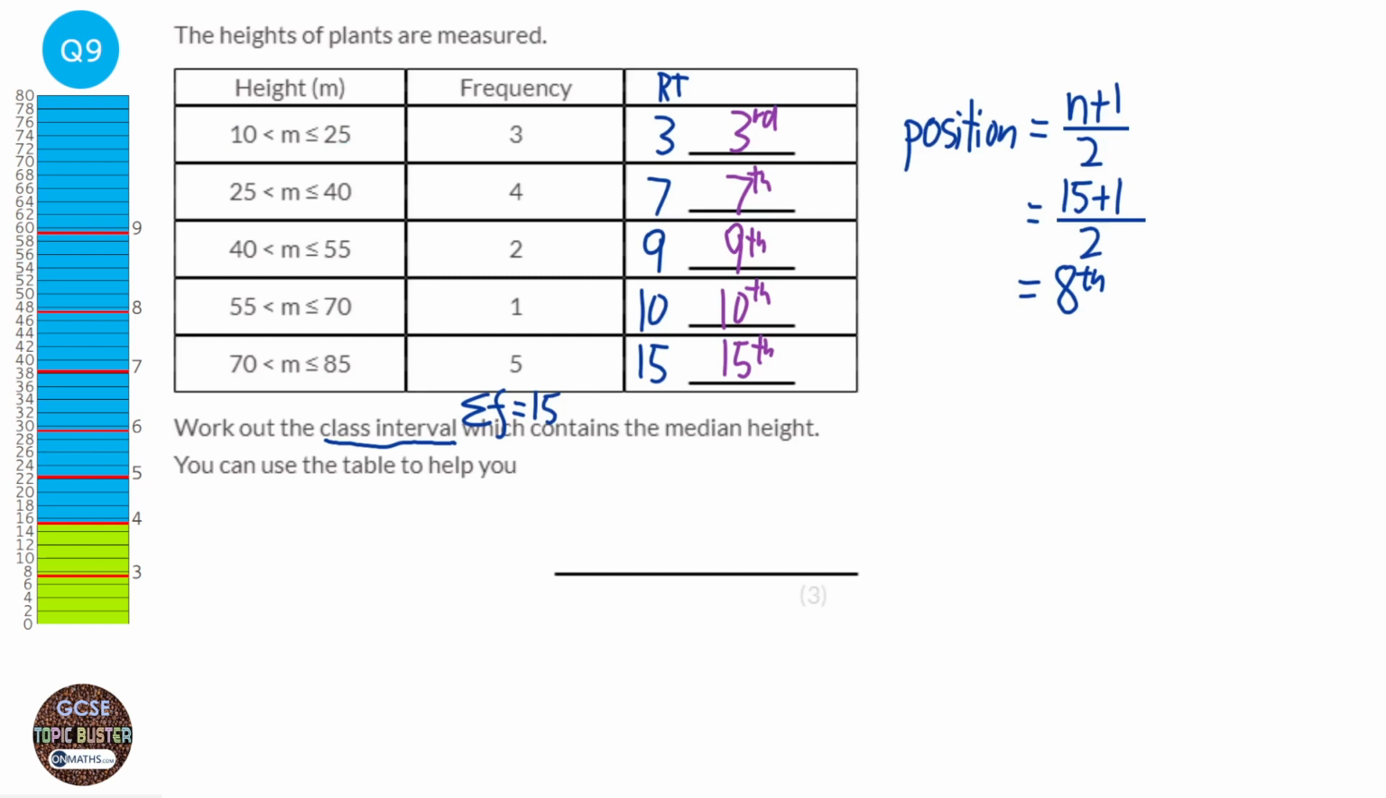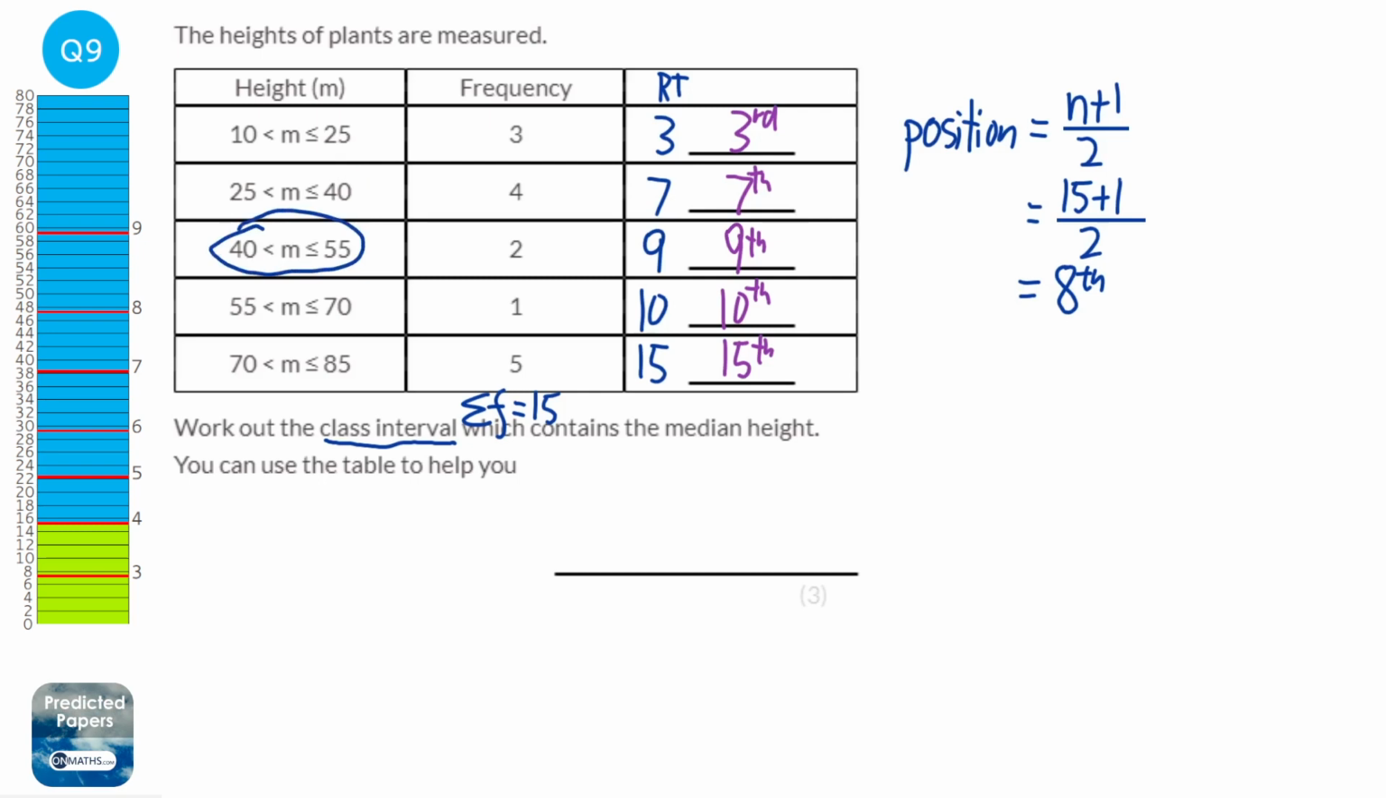The 4th one, therefore, will be in the 25 to 40 group. So we're looking for the 8th one. Well, the 7th one is the last one in this group. So the 8th one will be in this group here, as well as the 9th. Then the 10th one will be in the next group.